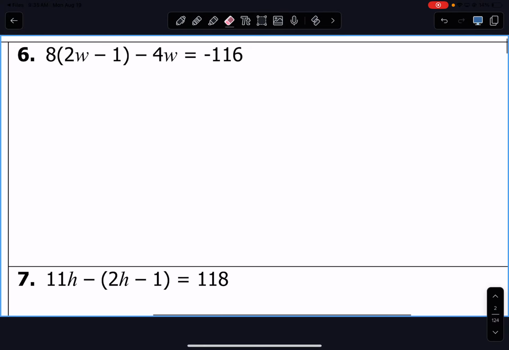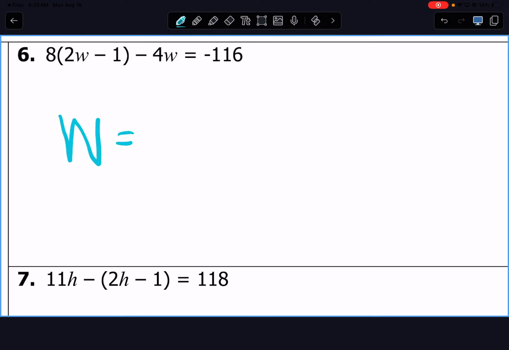For number 6, has anybody got the answer to number 6? What is it? I got negative 9. Is it negative 9? Yeah. That is our answer. I agree with you.